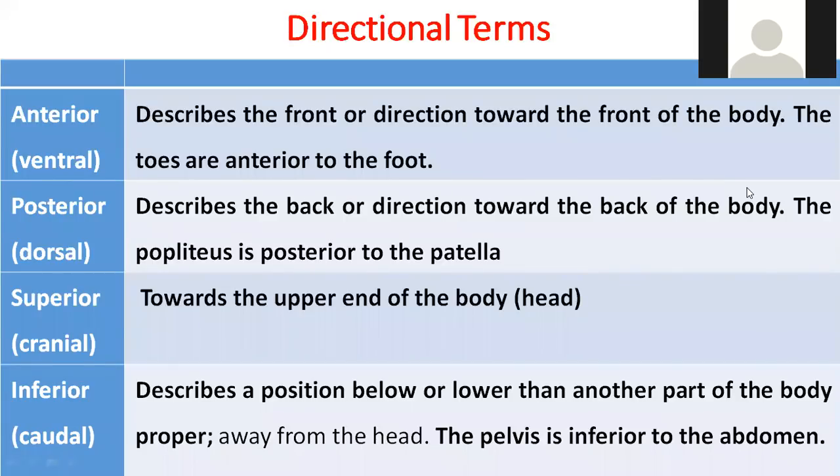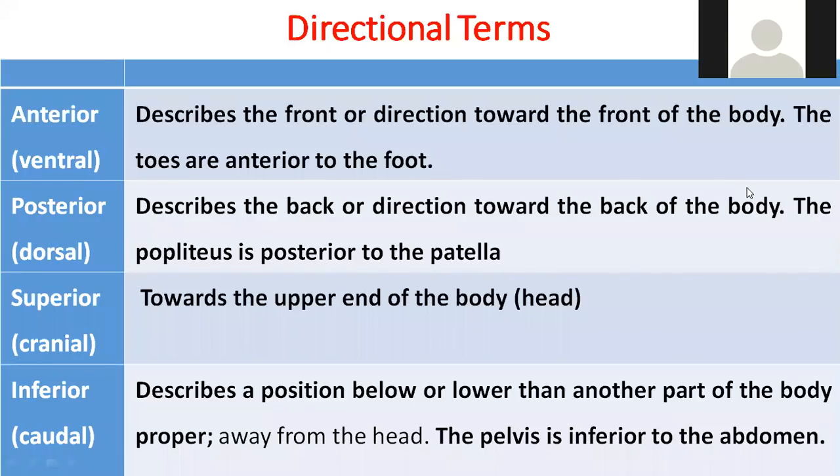From your screen, you can see, I told you anterior means ventral. Anterior describes the front or the direction towards the front of the body. When you talk about anterior, you begin to think of anything in the front. The example you can quickly take note of is that the toes are anterior to the foot. Just begin to imagine as I am discussing: the toes are actually in front of the foot.